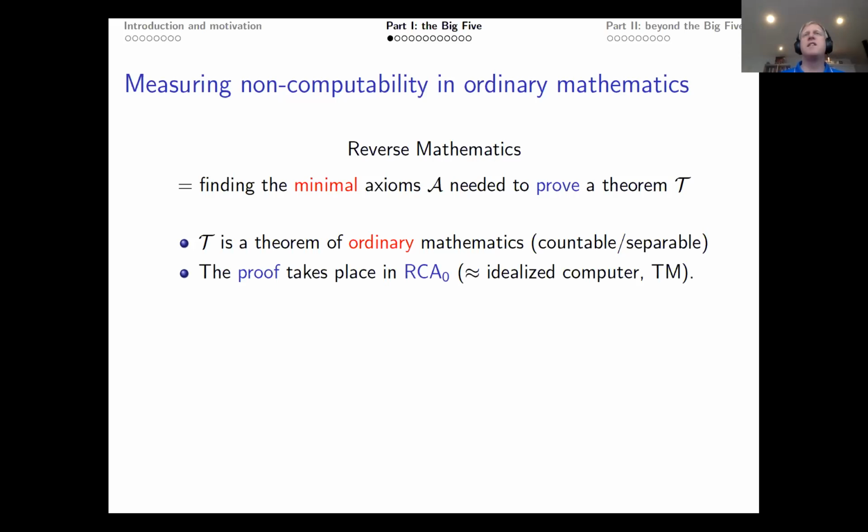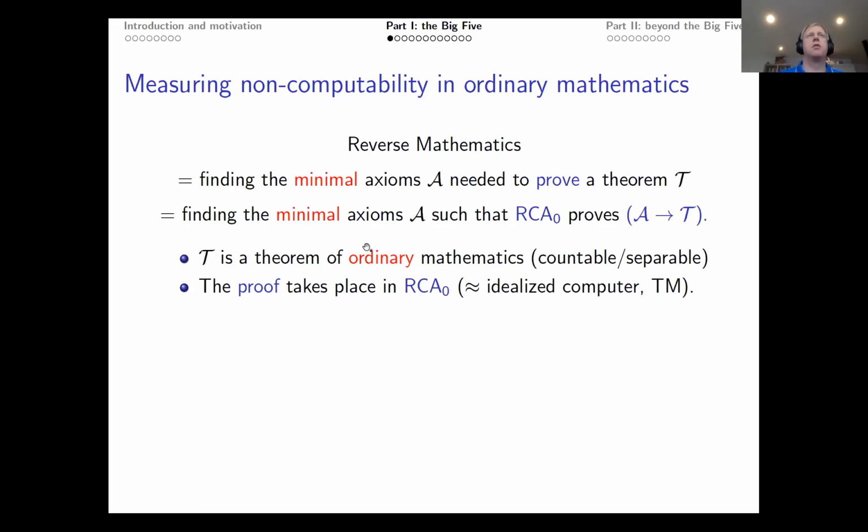And we always assume a system called RCA0, which essentially gives us a Turing machine, an idealized computer. So we always assume a logical system RCA0, and we can do computable math in there. So the aim is to find the minimal axioms A such that RCA0 proves A implies our theorem. And the axiom A, or the axioms, state the existence of non-computable sets like the halting problem, like zero jump. It could also be empty if it's provable in computable math, obviously.